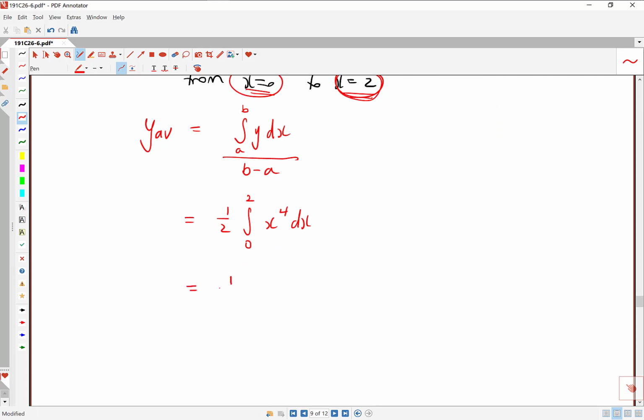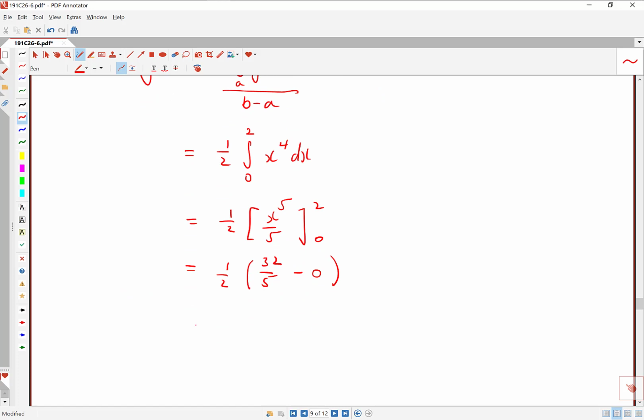Let's try it. So 1/2 times integrating x to the fourth, you have x to the fifth over 5. We're going to evaluate at 2 and then at 0. So 1/2 times 32 over 5 minus 0 gives us our final answer of 16 over 5.